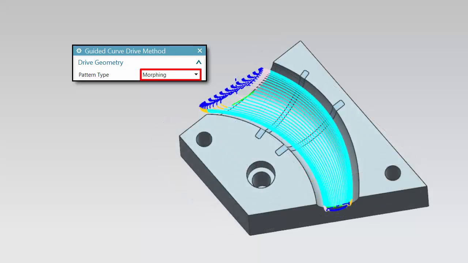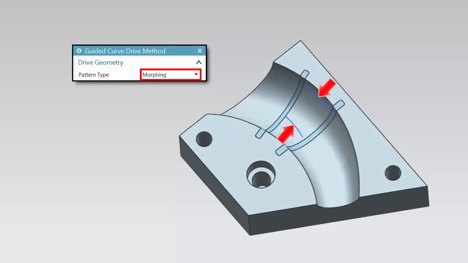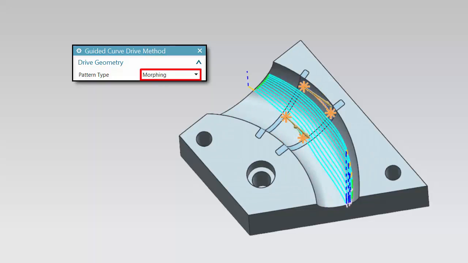The morphing pattern creates a streamlined type of path between two guide curves without the need to specify intermediate flow and cross curves or to project back to the cut area. The tool is always positioned tangent to the surface. Morphing also allows you to select arbitrary guide curves on the cut area which are extended when necessary to contain the pattern.